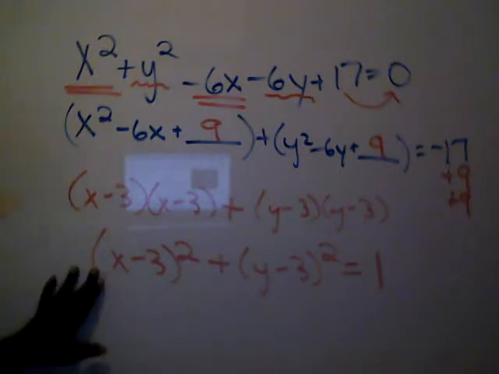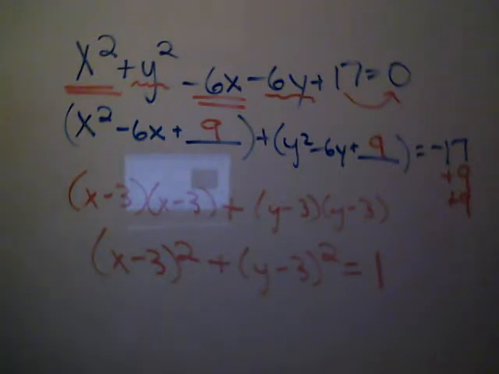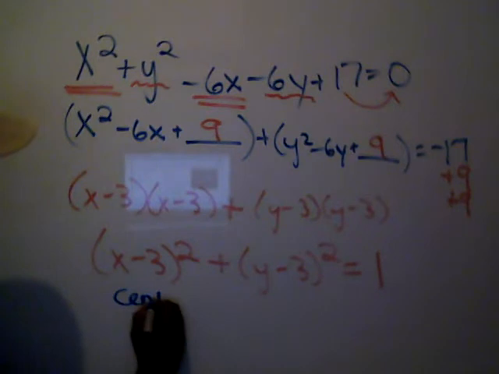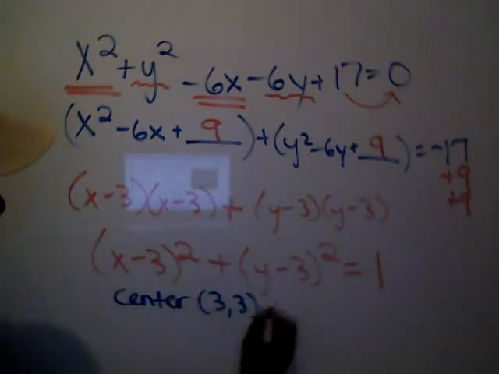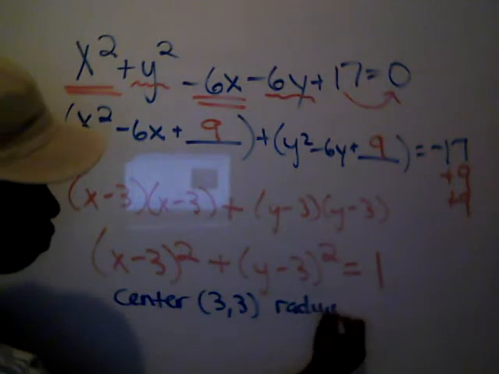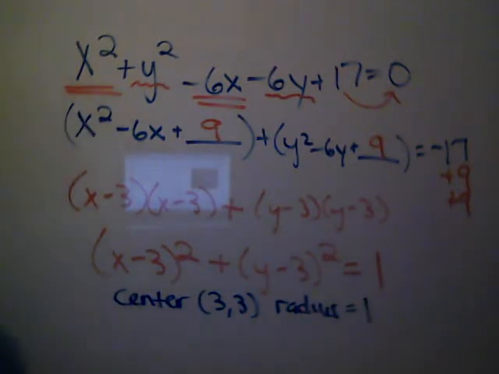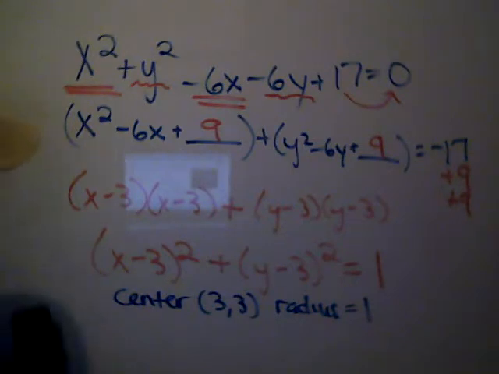So we actually already have the circle in standard form, where the center is going to be the opposite of each of these. So the center would be at 3, 3. And the radius is the square root of 1, which is just 1. Okay? So we'll do the exact same thing for the next one.